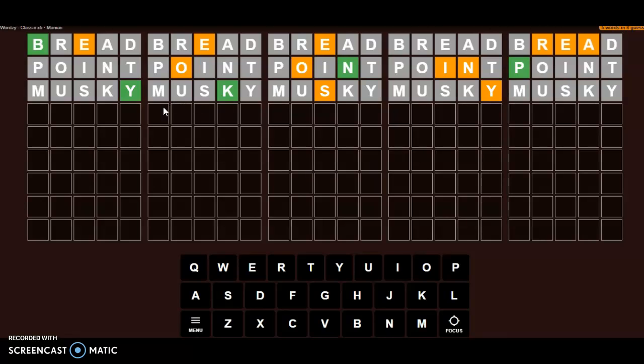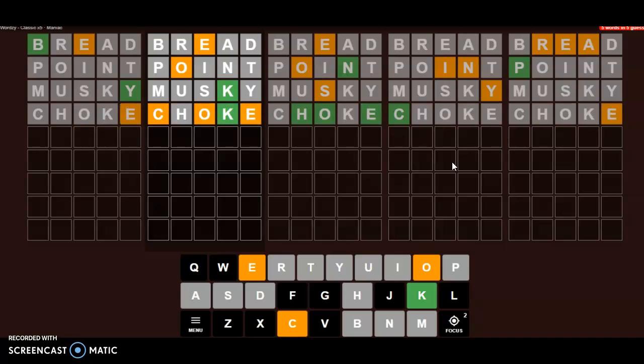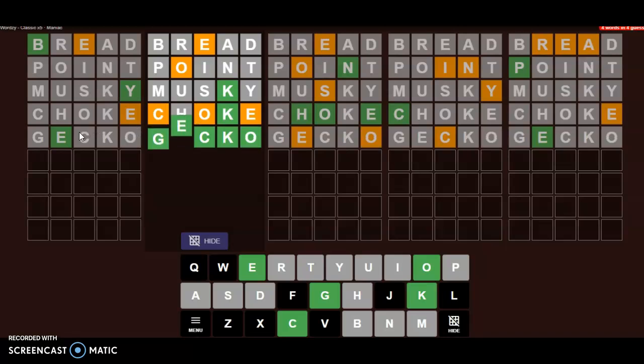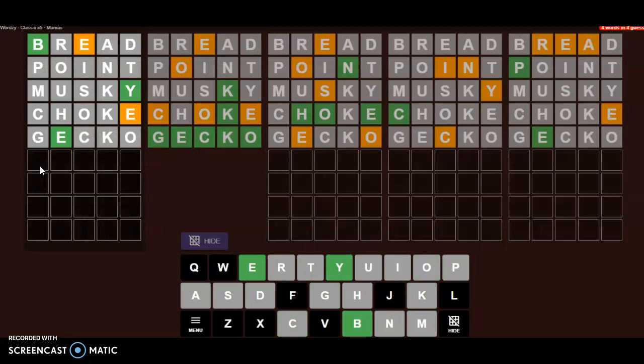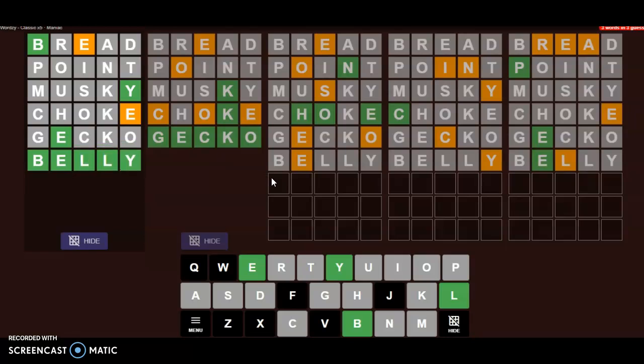And because I don't think I will be able to finish this. Okay, let's just do a choke. Oh, not choke. Whoops. So we do have C, O, and E. The O is going to be in the beginning, or, actually no, gecko. Gecko, we had that in a Wordle very recently. I think we have, no, not beefy, belly, it can be belly. Okay. 3 words, 3 guesses.